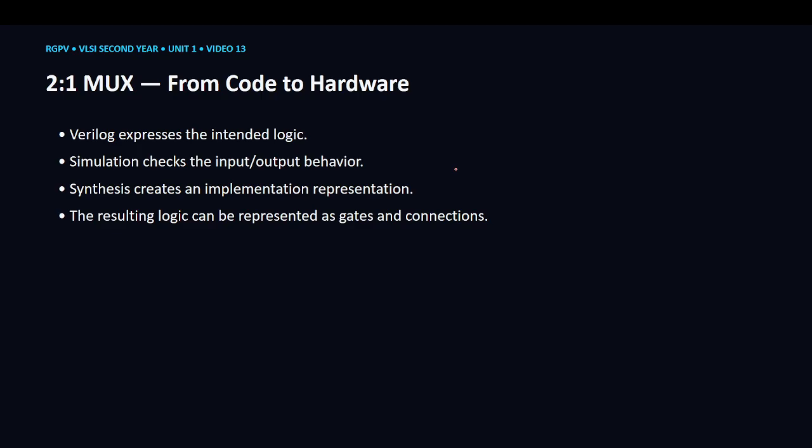Now follow the mux through the flow. First, Verilog describes the intended logic. Simulation checks whether the output follows the expected selection behavior. Synthesis then determines a hardware implementation, which can be represented using gates and connections. So again we see the same pattern: description, verification, implementation.